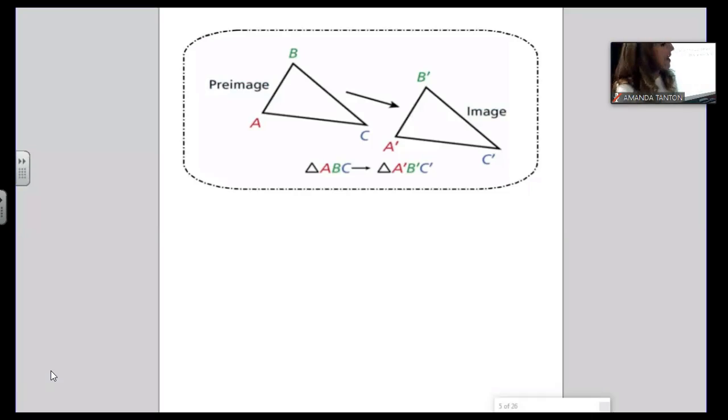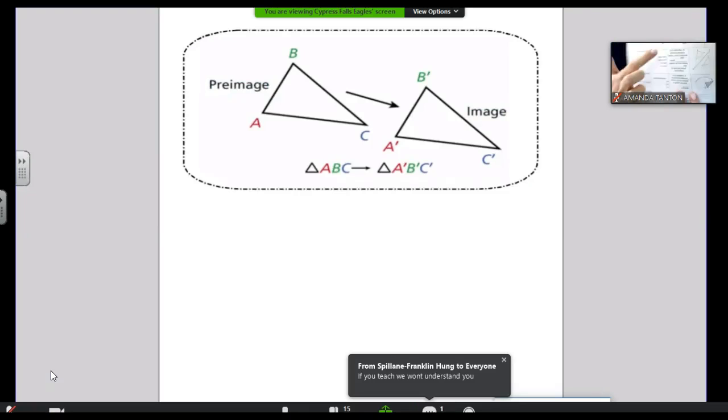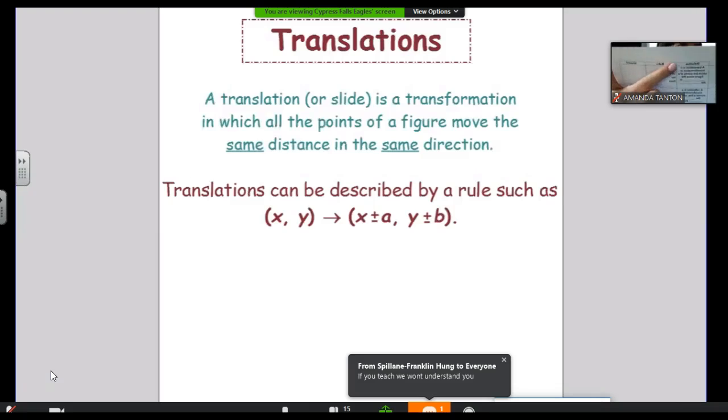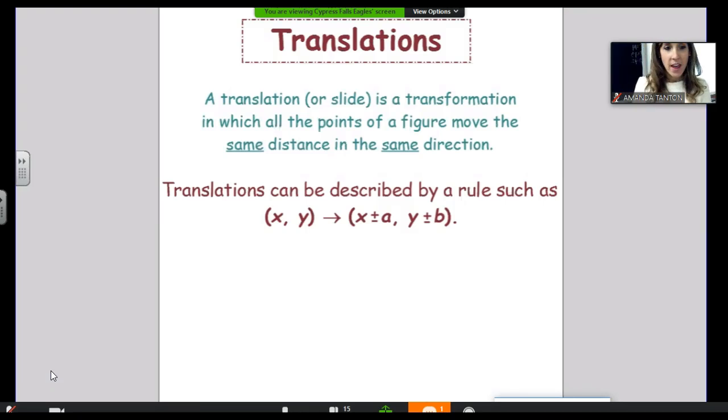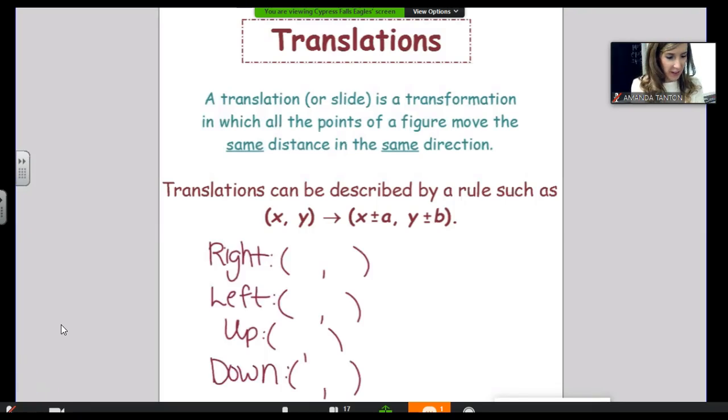Okay, so go ahead in your notes. There's a few blanks for the translation definition. Go ahead and fill in those blanks. A translation or a slide is a transformation in which all the points of a figure move the same distance, same direction. Same distance, same direction. I'll give you a second to fill that in your notes. Okay, so let's fill in the column that says rules. Let's fill in what the rules are for translations.